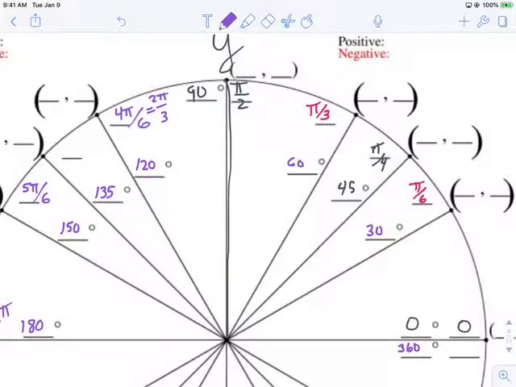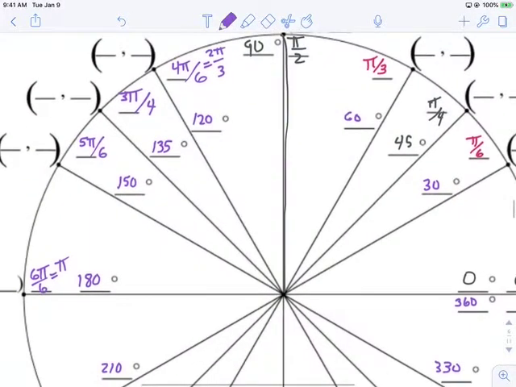45 was pi over 4. I went another pi over 4, so that's 2 pi over 4. If I go another pi over 4, how many are here? 3 pi over 4. So this one should be 3 pi over 4. Do you see how you can fill these all in? Just kind of go at regular intervals, right? And you'll be able to do this.